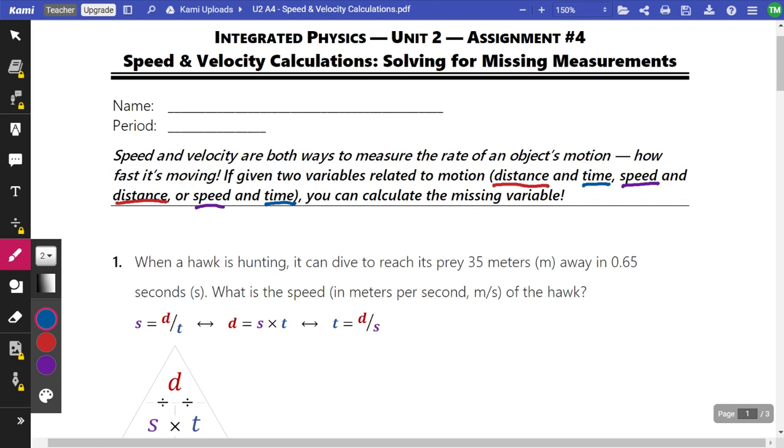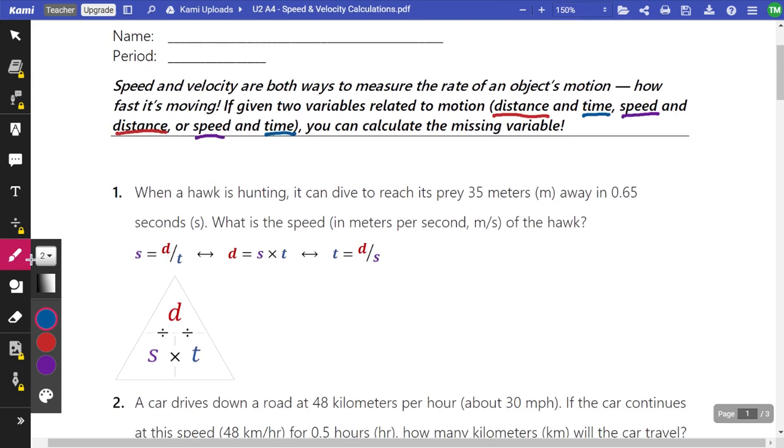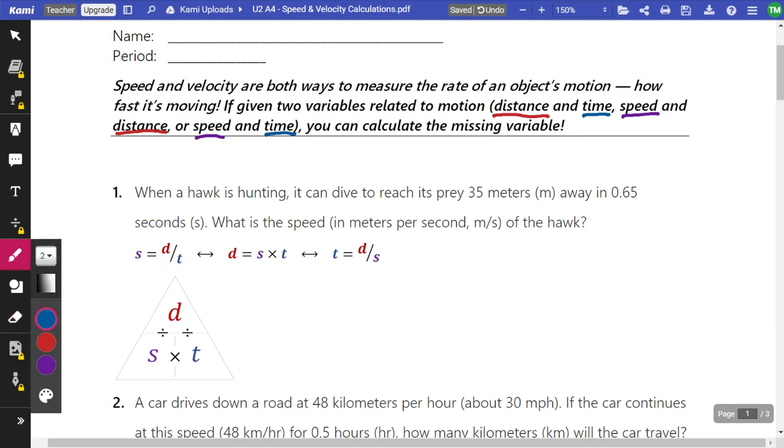So to do this, we have some equations that we can manipulate. This is the one that we use most often so far, where we have that the speed is equal to the distance divided by the time. And you can either write that with a little slash or a fraction bar, or you can do it with the division symbol. Okay, but we can also rearrange this algebraically.